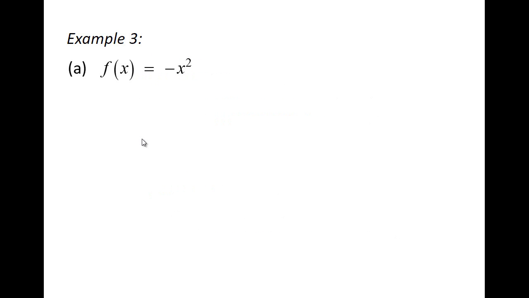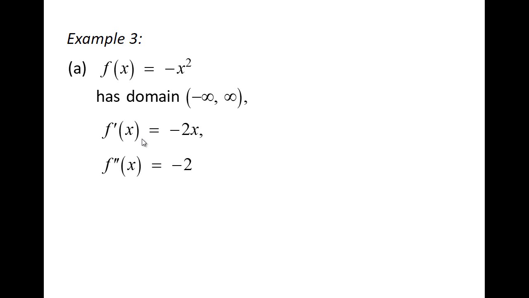If I look at the function f of x equals negative x squared, which was in our first example, the domain of this function is all real numbers, from negative infinity to infinity. The first derivative is negative 2x, and the second derivative is negative 2. So the second derivative is equal to negative 2 for any input x from negative infinity to infinity. It is always negative, which tells me that the function is concave down on the entire domain.